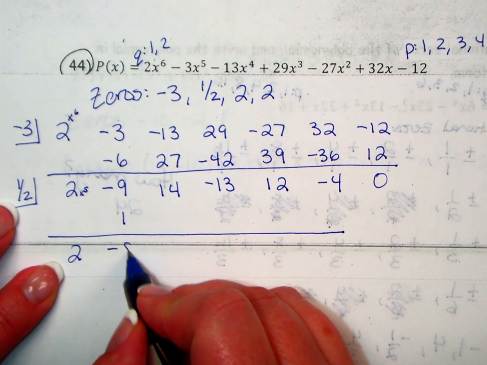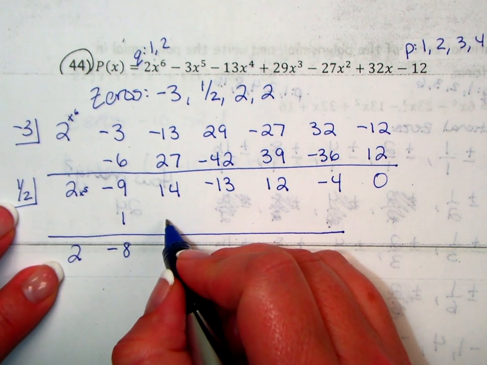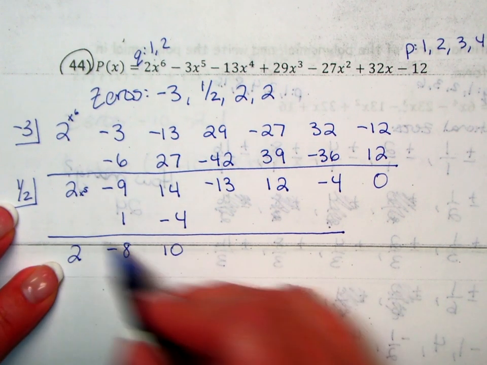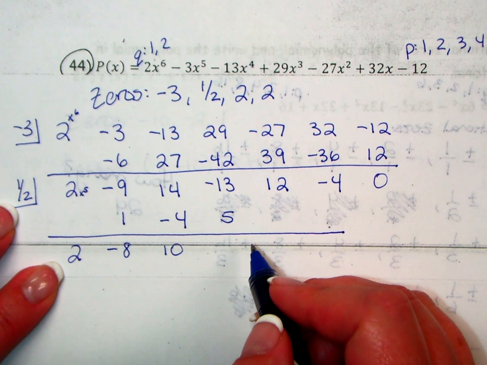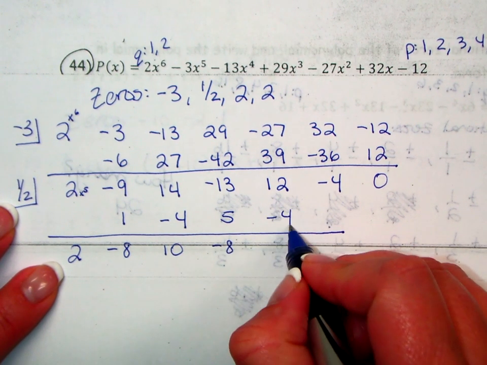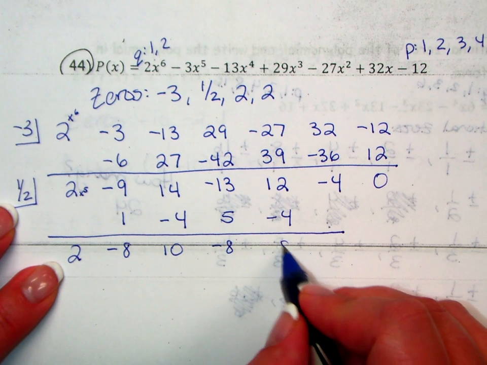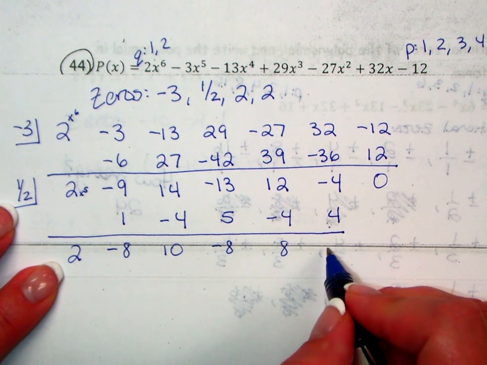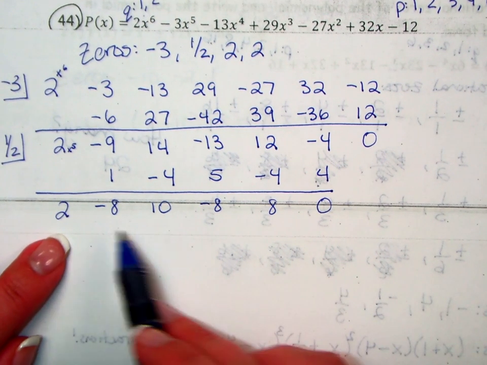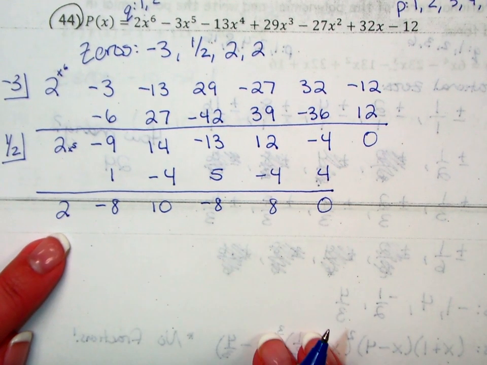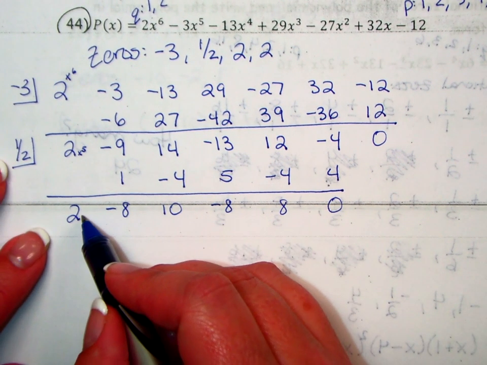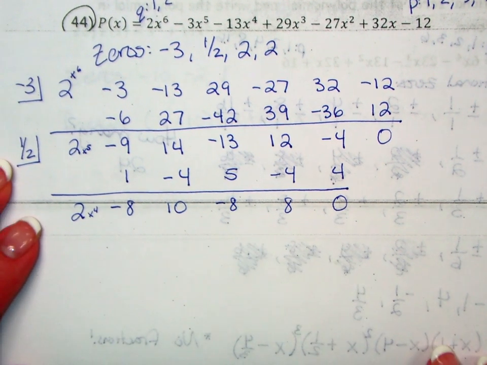Add down. Half of -8 is -4. Add down. Half of 10 is 5. Add down. Half of -8 is -4. Add down. Half of 8 is 4. Add down. We got another 0 remainder. Okay, so now I have 2, negative 8, 10, negative 8, 8. Right? So here's the quotient, the remainder. We've now broken this down to an x to the 4th polynomial.